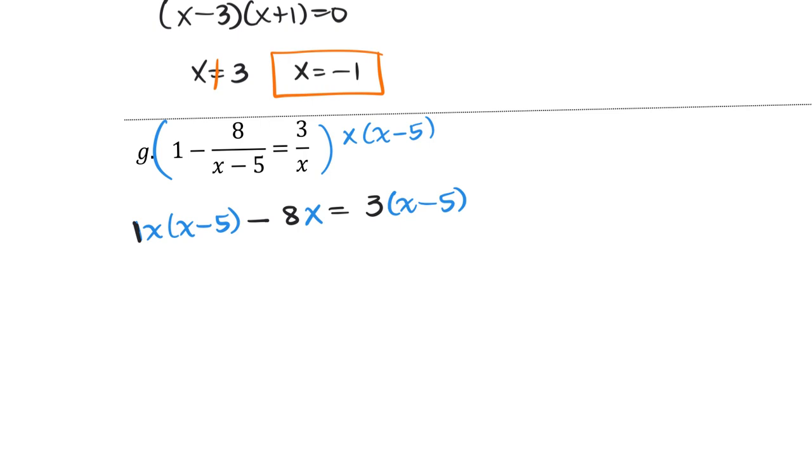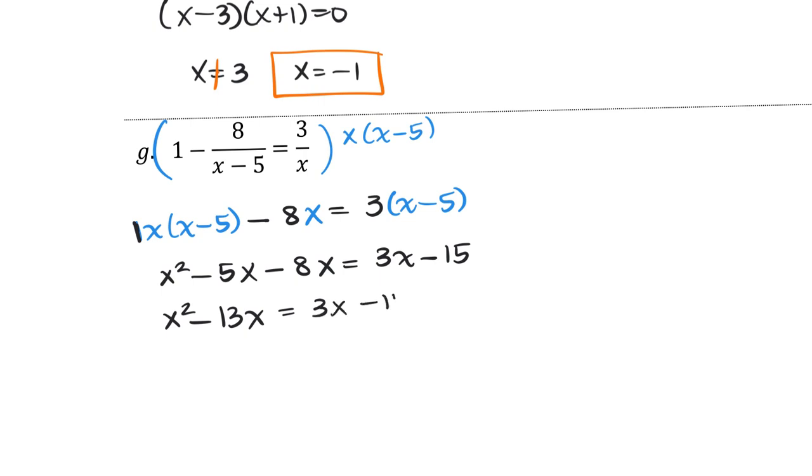Okay, let's simplify this. X times x squared minus 5x minus 8x equals 3x minus 15. X squared minus 13x equals 3x minus 15. Okay, let me subtract the 3x over, so x squared minus 16x. And then if I add the 15, plus 15. Okay, now I'm going to factor.